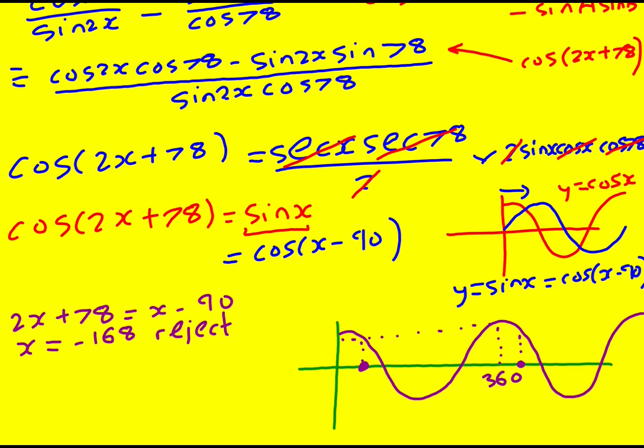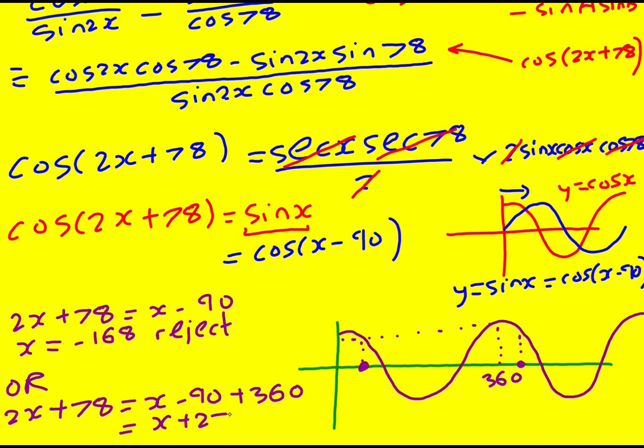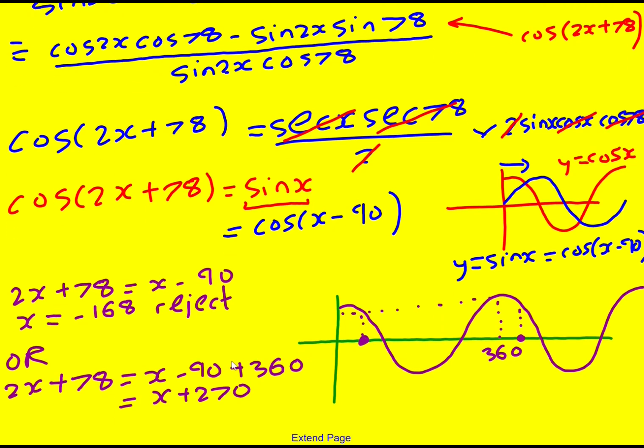because I'm just going 360 onwards. So that will give us another possible solution. 2x plus 78 could equal x minus 90, but then I'm going to add 360 on to this one here. That gives x plus 270. So then x minus x on both sides minus 78 is going to equal 192. And that one checks out.